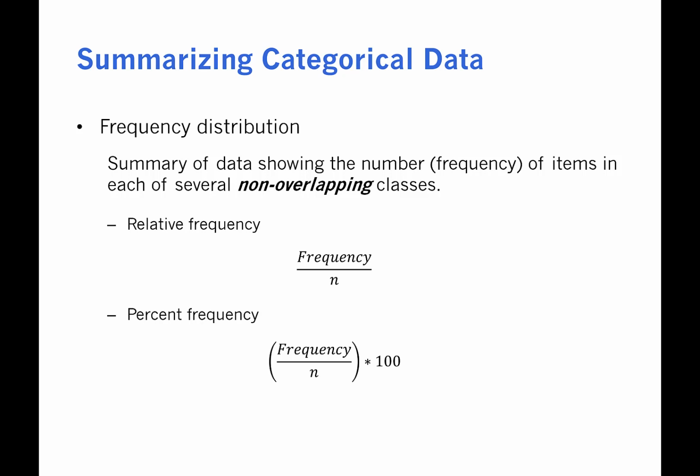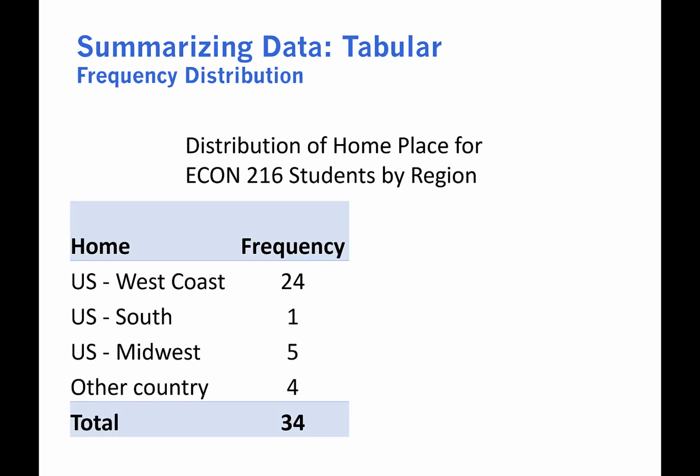Let me show you an example to make these clear. One of the questions I asked you on the survey was where you come from. So the responses I received were US West Coast, US South, US Midwest, and other countries. And here's the frequency of the data that I received.